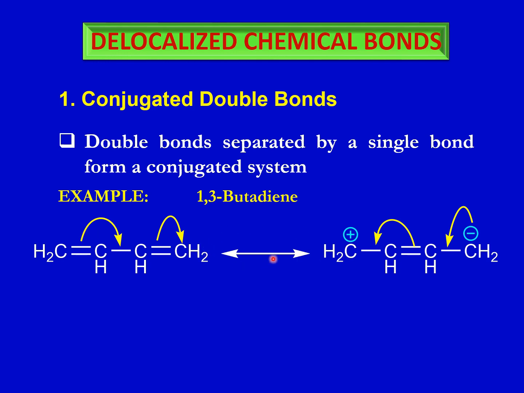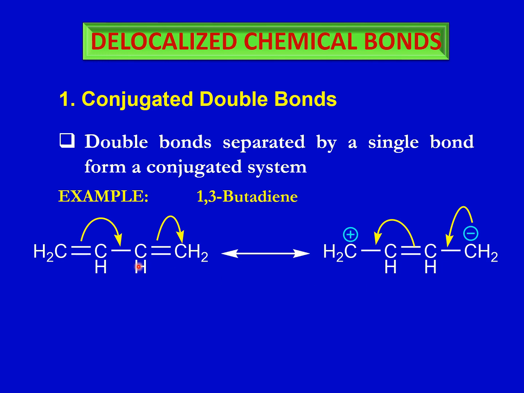And you can see this double-headed arrow in between. When you see such an arrow, it represents resonance. So this is a resonance phenomenon happening between these two structures of 1,3-butadiene. We'll discuss resonance in detail in another video. You would wonder whether 1,3-butadiene exists in this form or in this form.